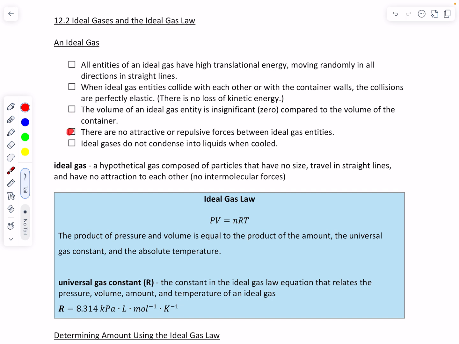There are no attractive or repulsive forces between the ideal gas entities, and ideal gases do not condense into liquids when cooled. Ideal gas is a hypothetical gas composed of particles that have no size, travel in straight lines, and have no attraction to each other, no intermolecular forces.